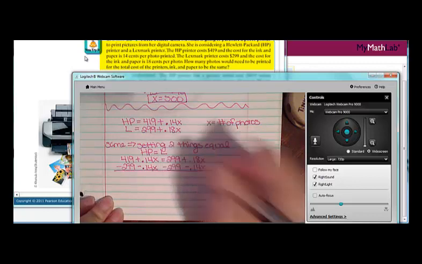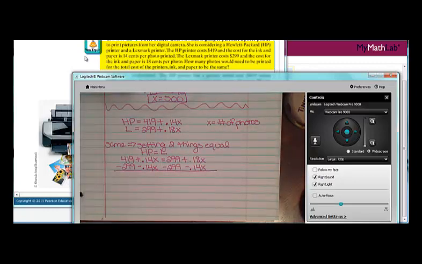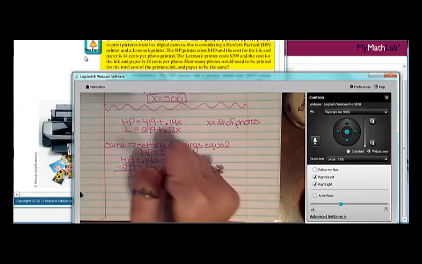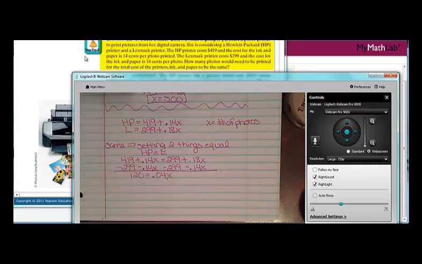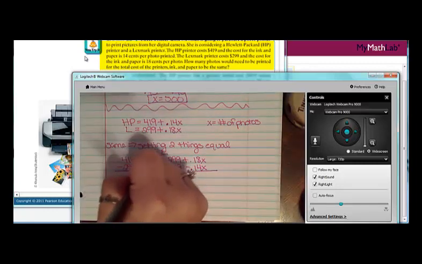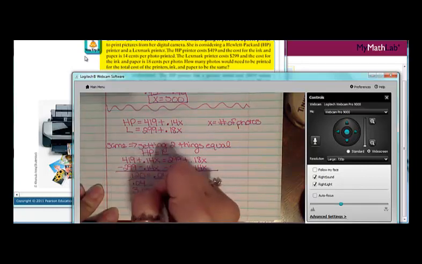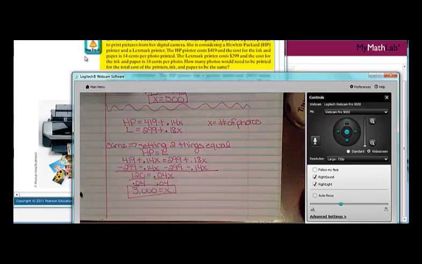Okay? So you get 120 equals 0.04x. Then you have to take both sides and divide by the 0.04. And you get 3,000 equals x. So that means Elsie could print 3,000 pictures on either printer, and it's going to cost her the same amount of money. Let's see if that's what they got. And they did. They got 3,000.